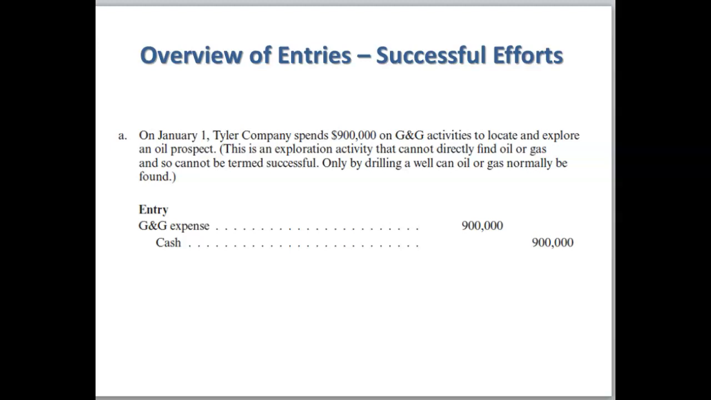So on January 1st, Tyler Company spends $900,000 on G&G activities to locate and explore an oil prospect. This is an exploration activity that cannot directly find oil or gas and so cannot be termed successful. Only by drilling a well can oil or gas normally be found. We're using successful efforts, so as we discussed, this would be expensed. So we would debit G&G expense and we would credit cash.